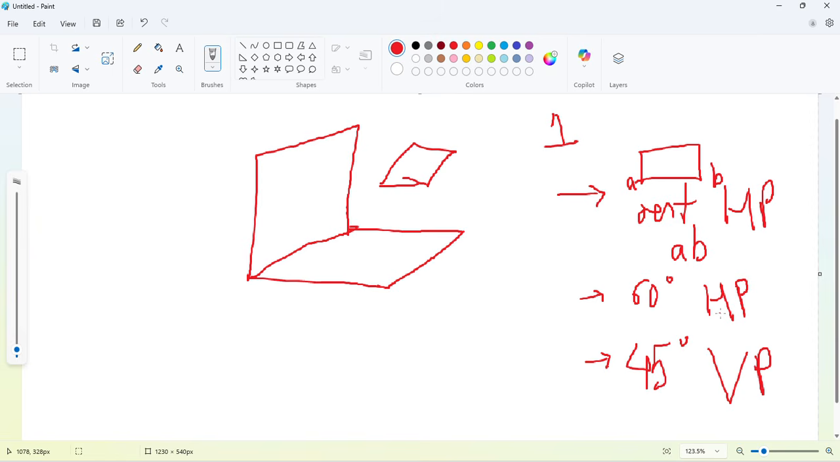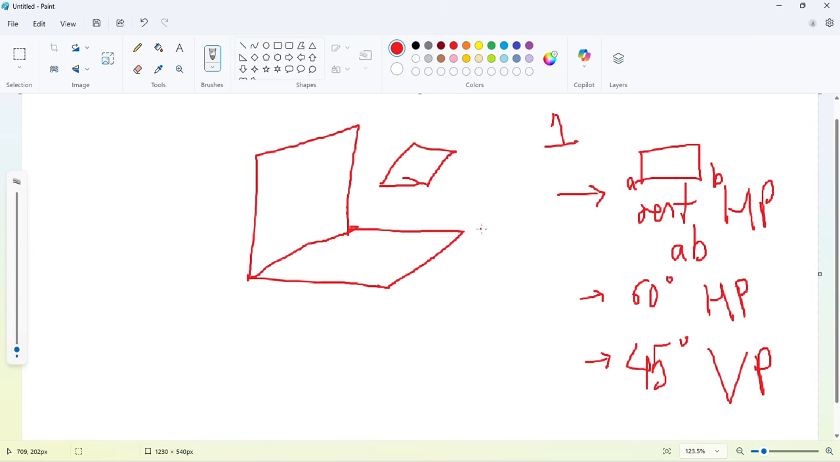Now we have to consider these three conditions, and we are assuming this particular plane because in India right now we are following the first angle system. So our plane will be in the first quadrant. Now we have to draw the projection of this particular plane.